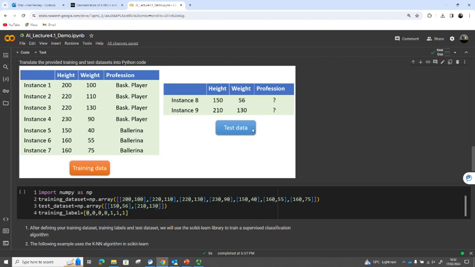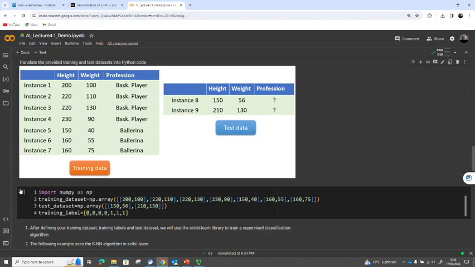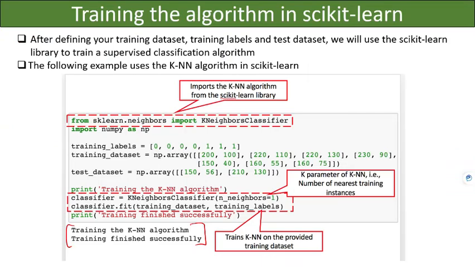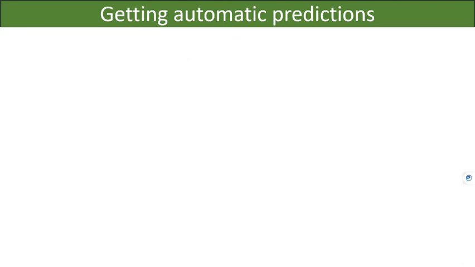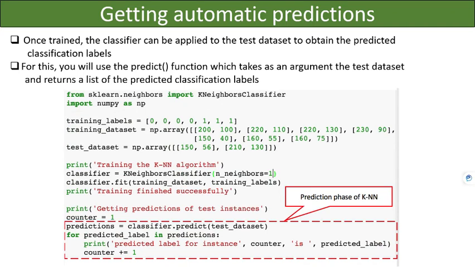Now, what we'll do next, let me open the slide. This is how you will represent it, and let me test this code before going further. This code is working fine. Now, let me move to the next slide. Now getting automatic prediction. We would like to predict what will be the class label for the test data set. So for prediction, we'll use the predict function. This is the predict function which we'll use for prediction.